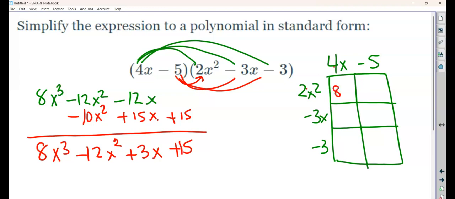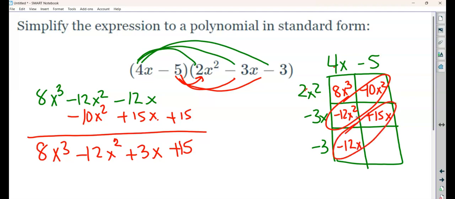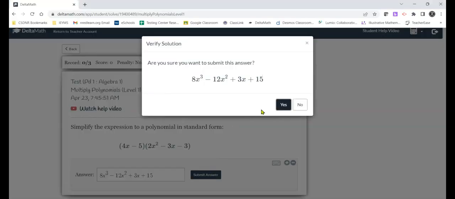4 times 2 is 8x cubed, and then 2 times minus 5 is negative 10x squared. This one will be negative 12x squared. See, we've got our like terms there. And then we've got a positive 15x. And then down here we have negative 12x. There's our diagonals, and plus 15. Then type your answer in and click Submit.